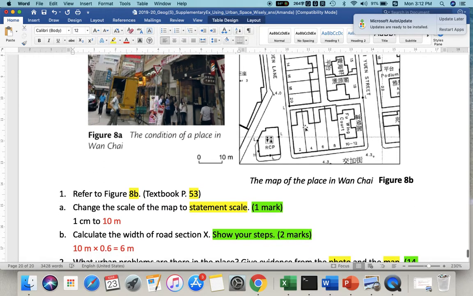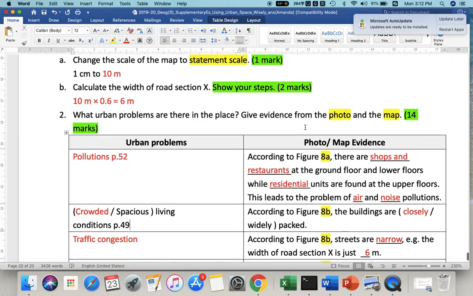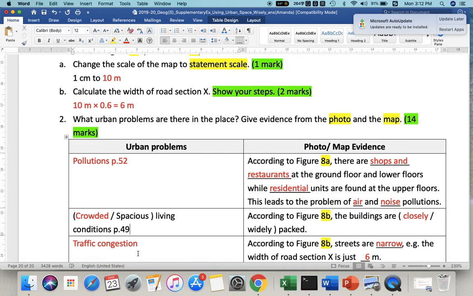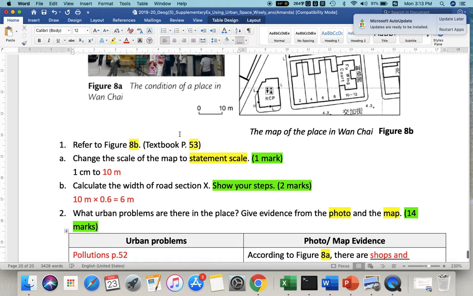So only a few cars could exist at the same time on the road in this area, as you can observe from figure 8b. So the next problem will be the traffic congestions. Because according to figure 8b, the streets are narrow and the width of the road section X is just 6 meters. So this is the evidence you can show from your map reading, okay, from the calculation you got in 1b. So what else?